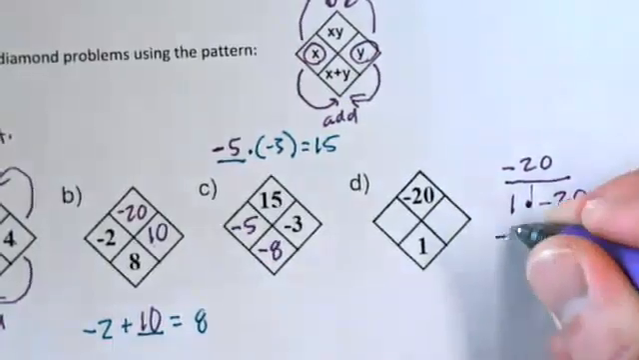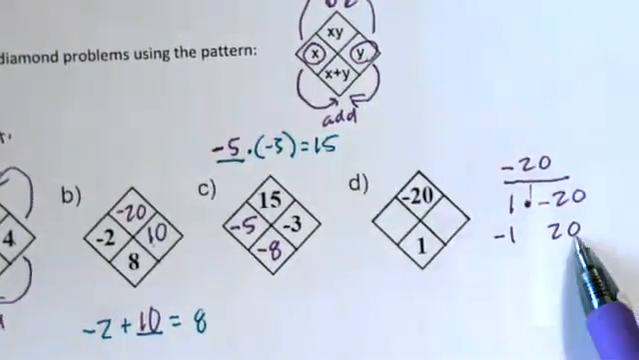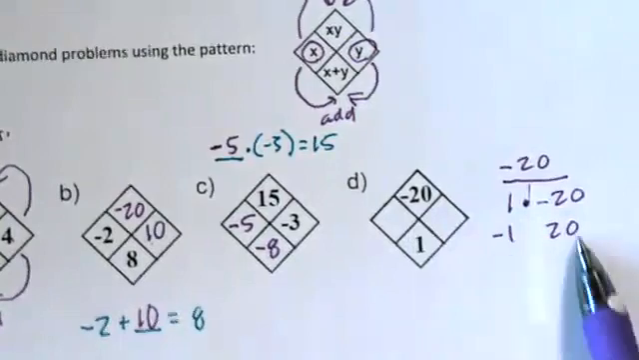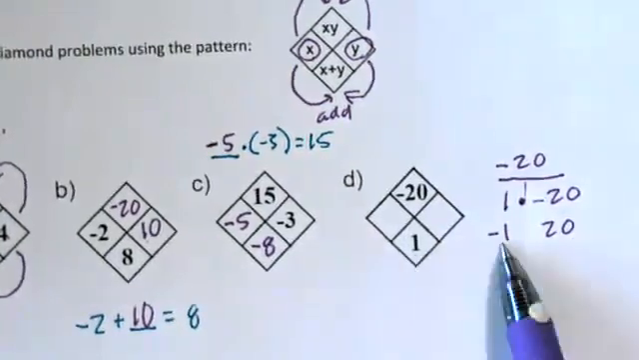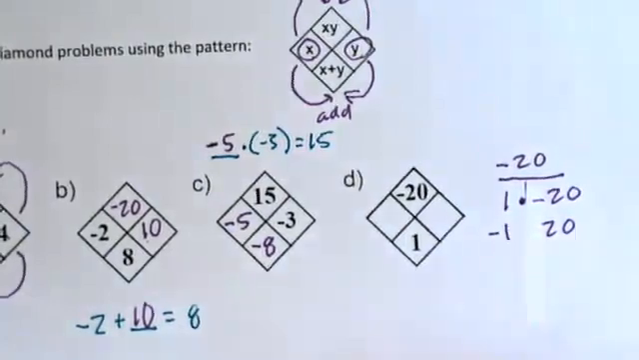Or I could do -1 and +20. -1 times +20 is -20. Does it add up to give us 1 though? -1 plus 20 would be +19. No, that doesn't work. What are some other ways to get -20?